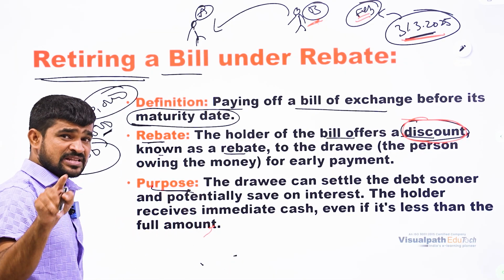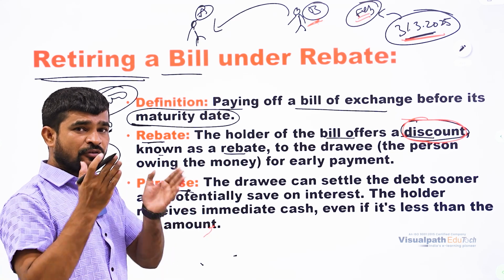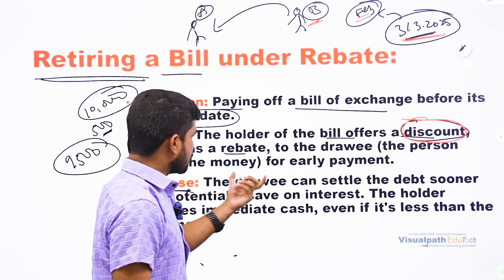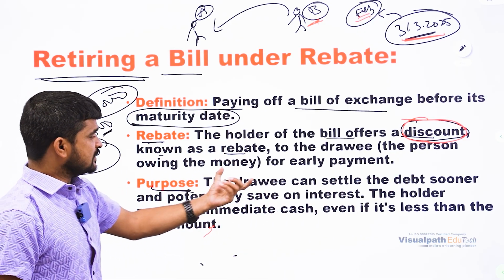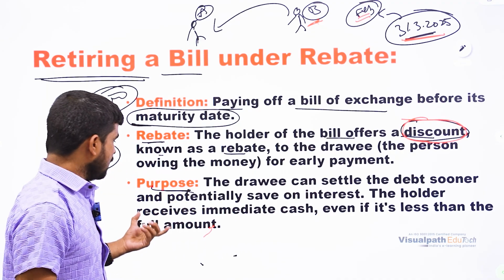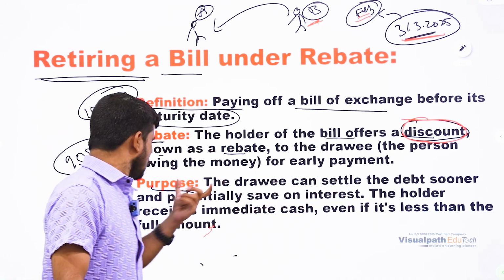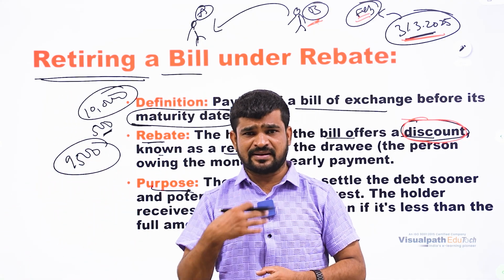So retaining means holding the bill. Retiring of bill means the honoring of the bill before the maturity date. What is the purpose of retiring of bill here? The drawee can settle the debt sooner, with the potential to save interest. The holder receives immediate cash, even if less than the full amount. Yes, obviously the amount is less, but earlier he will get the amount.